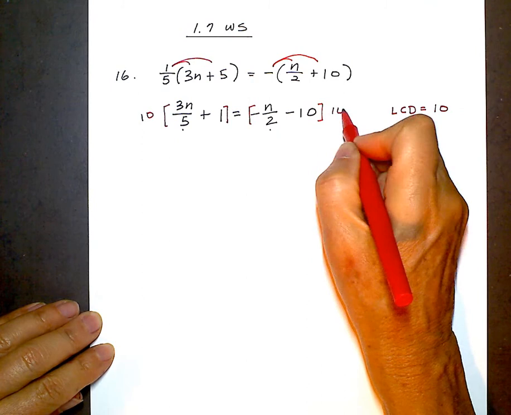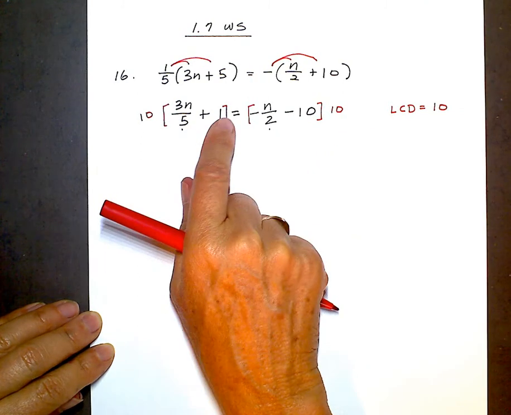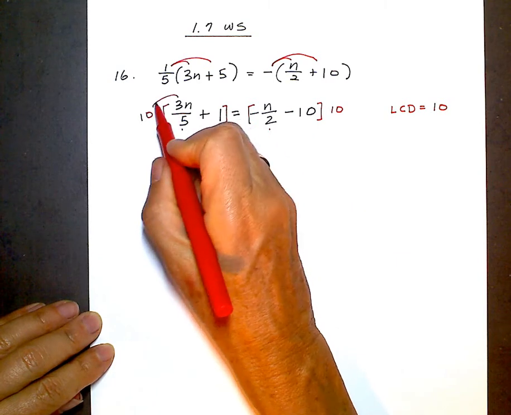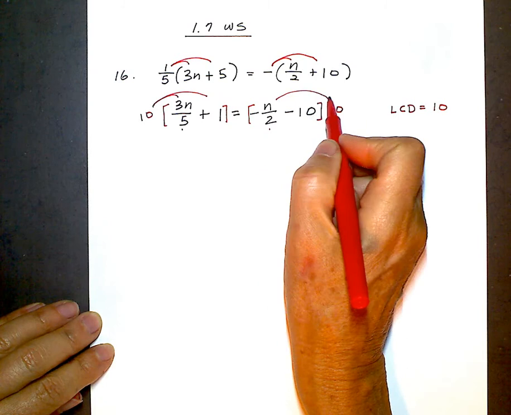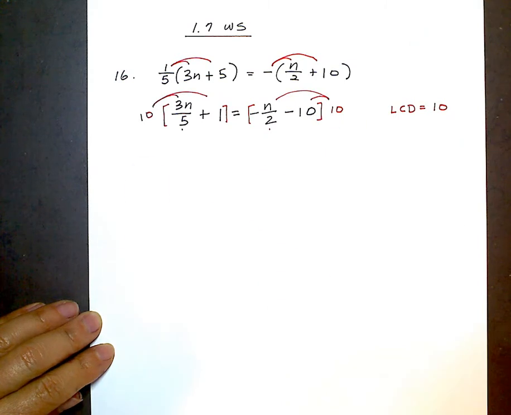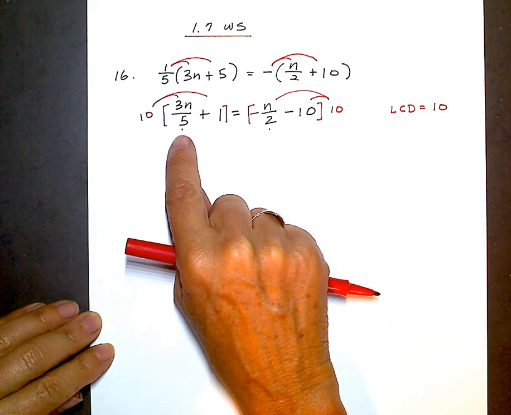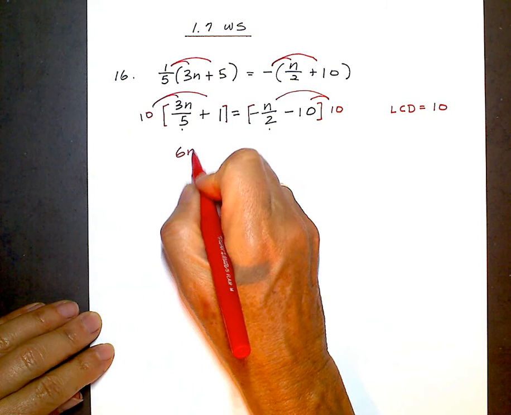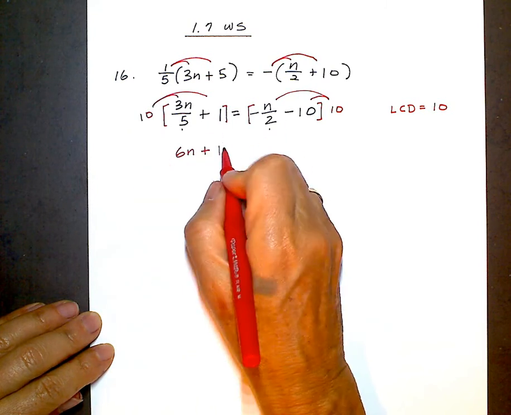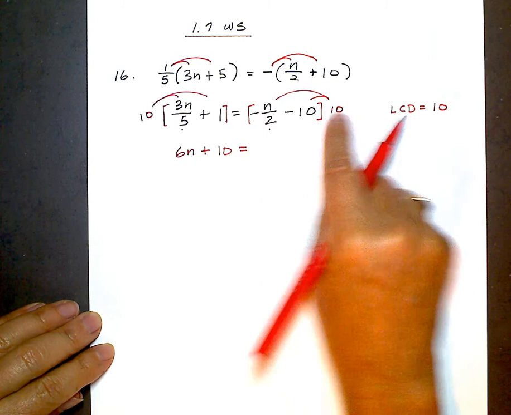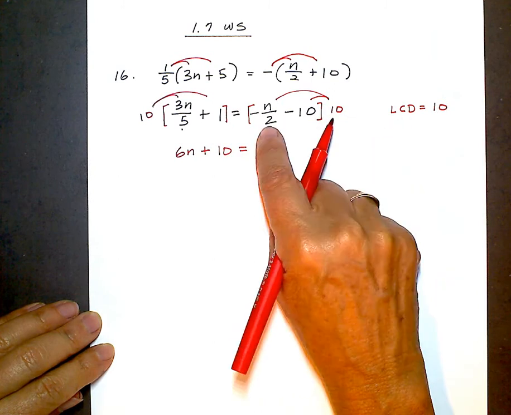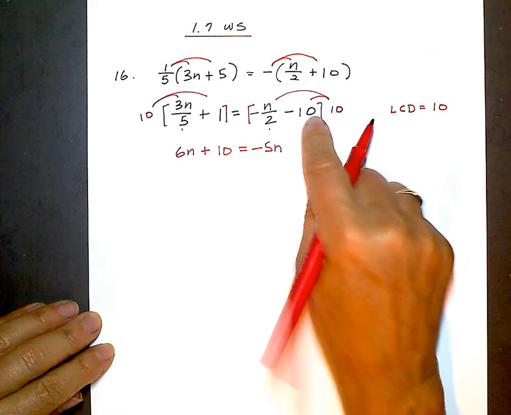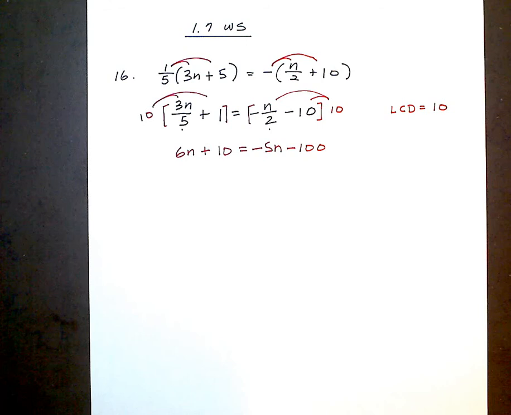And because I'm multiplying a sum here by 10 and a difference here by 10, I need to use the distributive property. Make sure I distribute that 10, multiply every term by 10. So with this one, I get 10 divided by 5 is 2 times the numerator, so 2 times 3n or 6n, plus 10 times 1 equals 10 times negative n over 2. So 10 divided by 2 is 5 times negative n is negative 5n, and then 10 times negative 10 gets me 100. So this is one way you could do it.